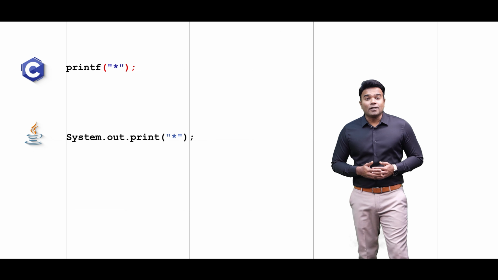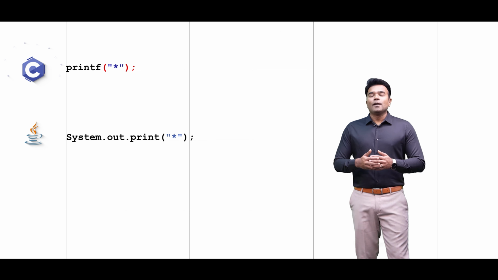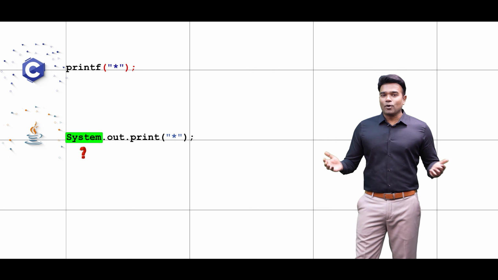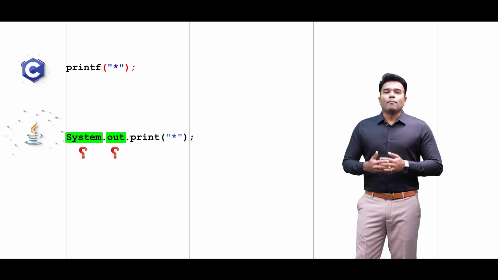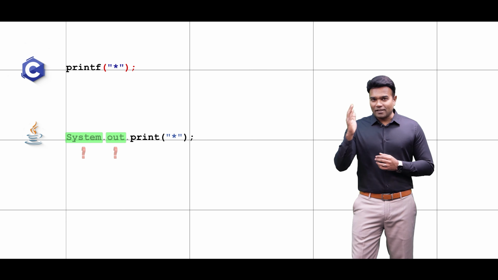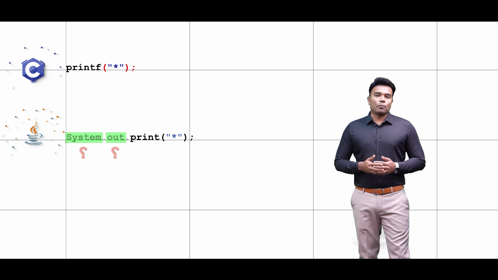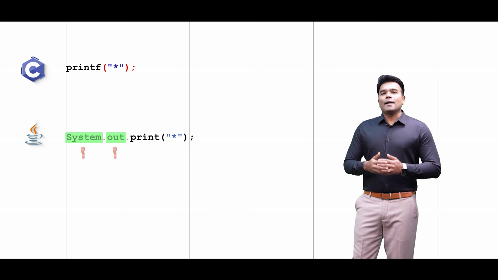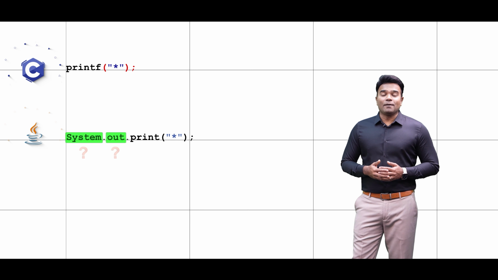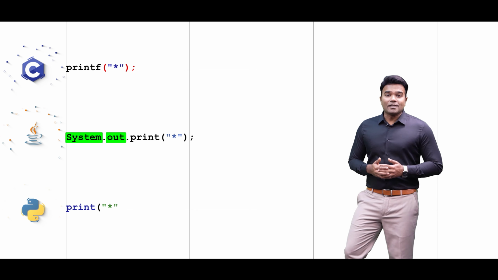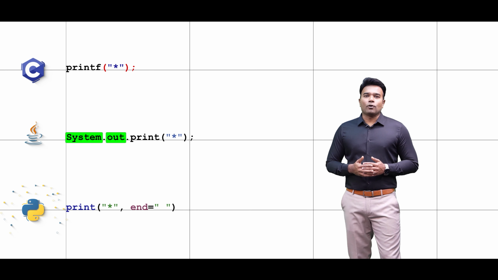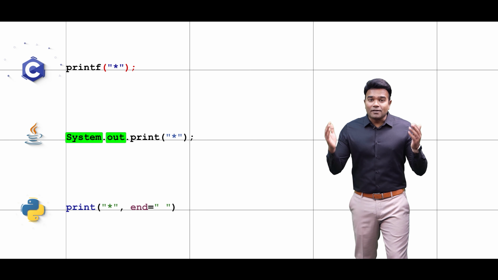Well, I'm sure that as a beginner, you might be wondering what really System is and what really out is and all that. But for the time being, forget about all of that. I'm sure you can understand that definitely print star is going to be printing a star on the screen. And in case you ask how we do the same in Python, then this is the line of code that shall enable you to print a star on the screen in Python.